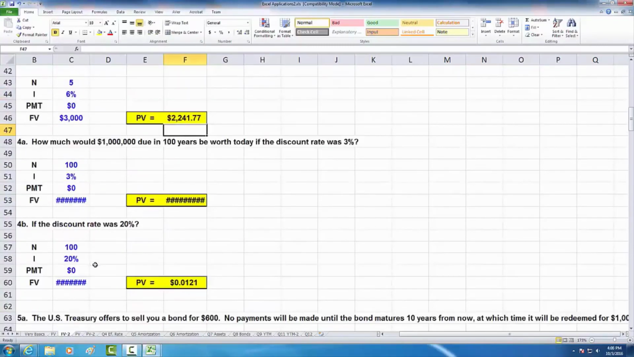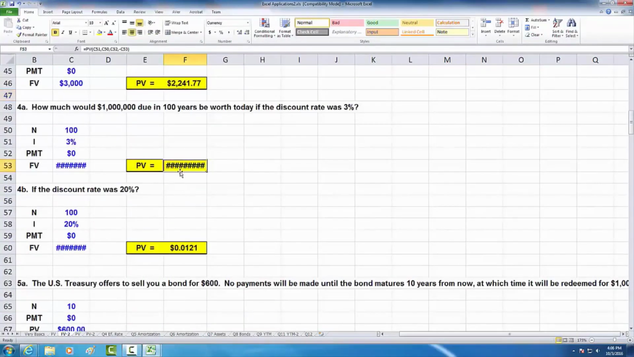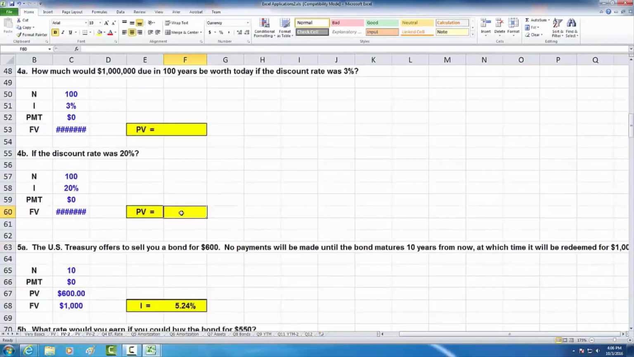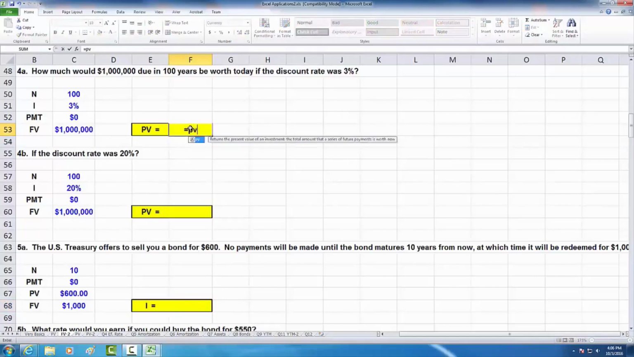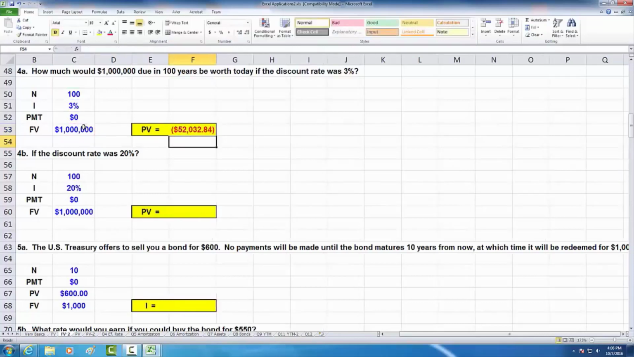Our question 4A and 4B. Let's delete the answers from here. Okay, how much would $1 million due in 100 years be worth today if the discount rate was 3%? So what you need to do is right here, present value, rate is 3% this time, number of periods is 100 years, there's no payment in between, 0, and the future value is $1 million. Okay, hit the enter button, you have the answer.